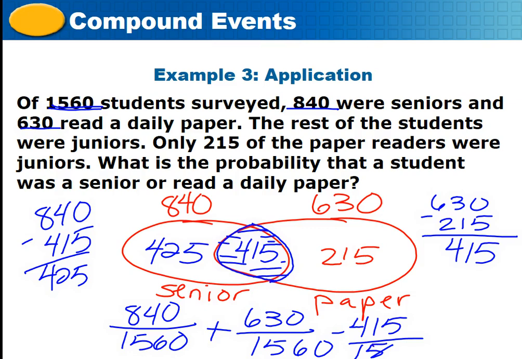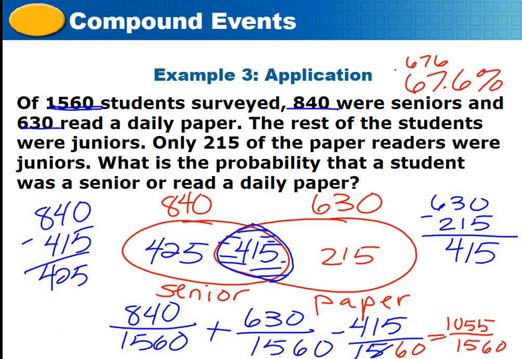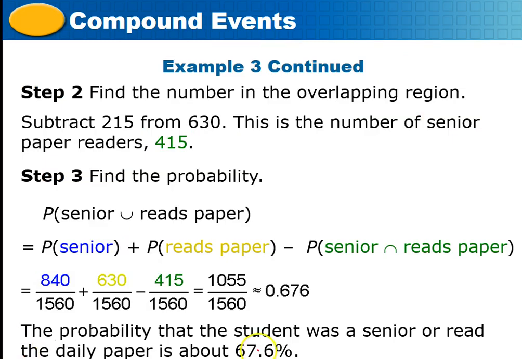Okay, my pen is not working again as it likes to do. So what we get when we do this is we get 1055 over 1560. Now I want you to go ahead and divide the 1055 by the 1560 and tell me what that percentage is. So when you did that, you should have got 0.676, which is 67.6%. So the 67.6% down here is the probability of a student that was a senior or read the daily paper.